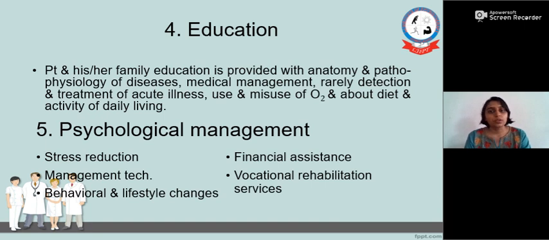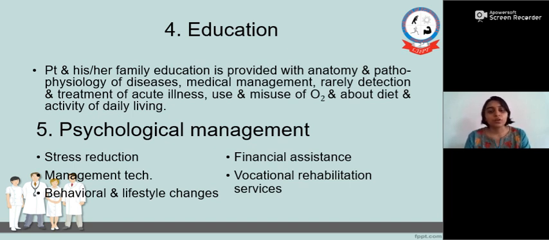The fourth component of pulmonary rehabilitation is education. Patient and family education is provided on the anatomy and pathophysiology of diseases, medical management, early detection and treatment of acute illness, use and misuse of oxygen therapy, and diet and activities of daily living. All these things should be thoroughly explained so the patient and family understand, and whenever required they can also help the patient in reducing exacerbations.